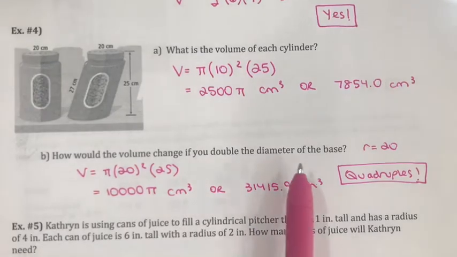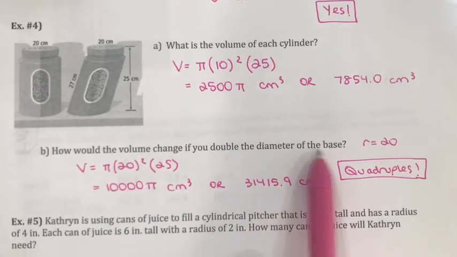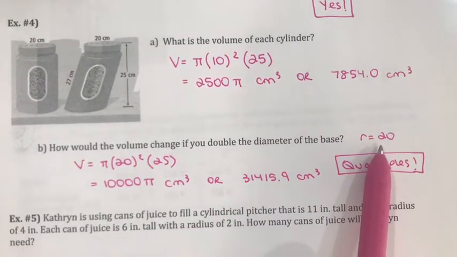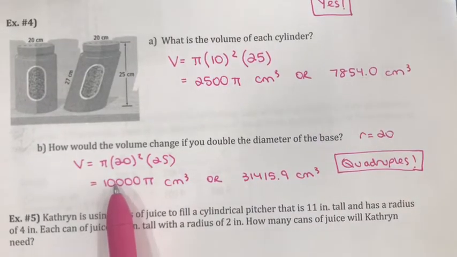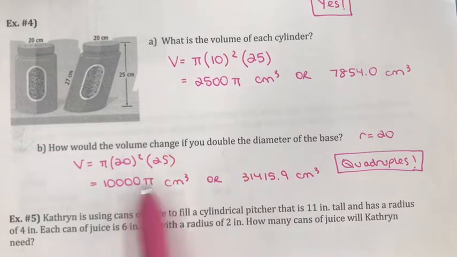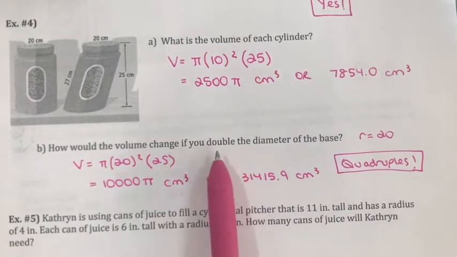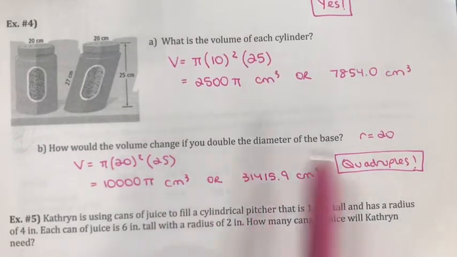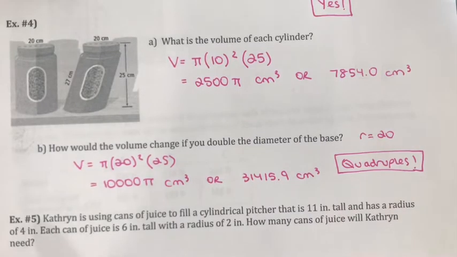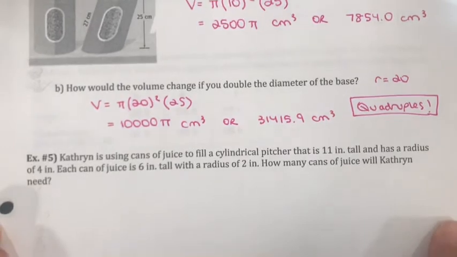Now, if we were to double the diameter, that also doubles the radius, okay? So we end up with 10,000 pi, which notice that we quadrupled the volume. So doubling the radius actually quadrupled the volume of our figure, okay? Now let's do this next one together.